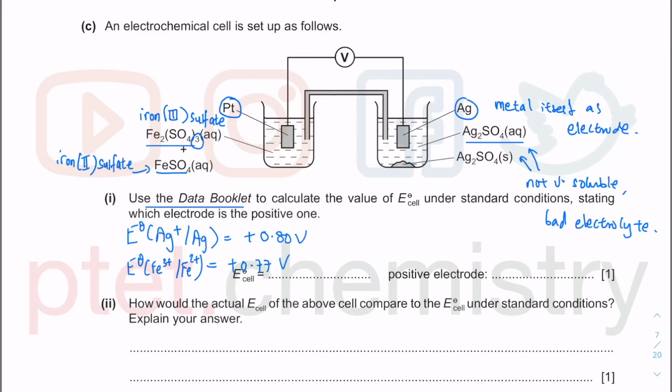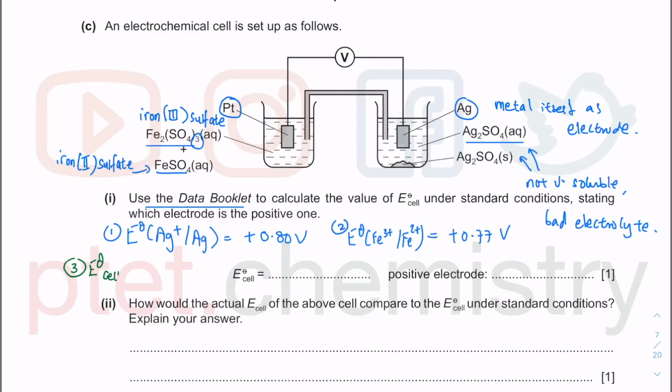So what can I do here? Let me see if I can move it around a little bit more. So 1, 2. Then what do I do next? I just need to find E cell. So E cell is going to be the E red minus the E ox. The more positive value is going to be the silver system.